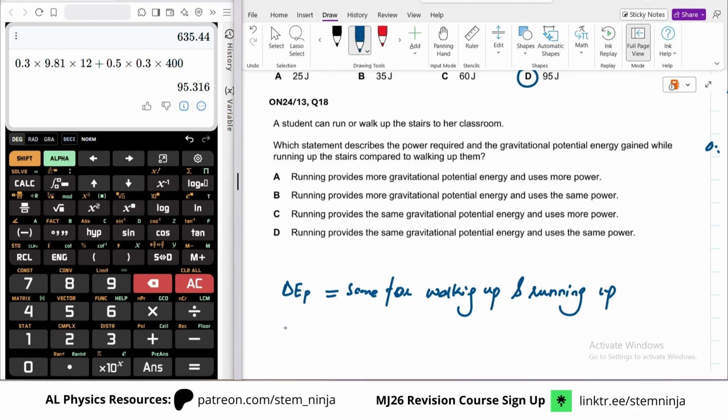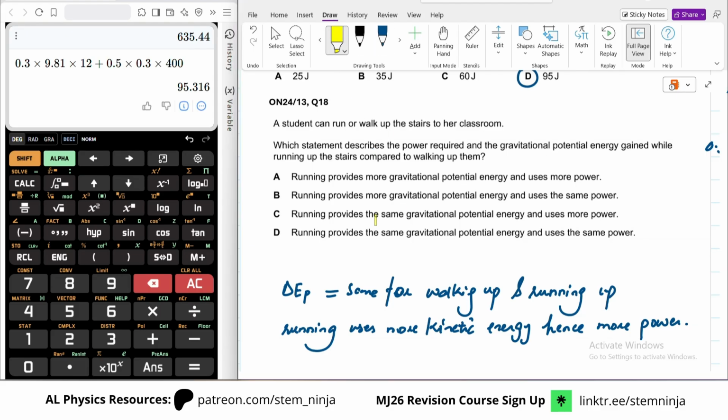However, running will require more kinetic energy. Running uses more kinetic energy. Hence, more power would be required. Okay, so we just have to find these conditions. So same gravitational potential energy. That means these two will just be eliminated. Uses more power. This one would be correct.